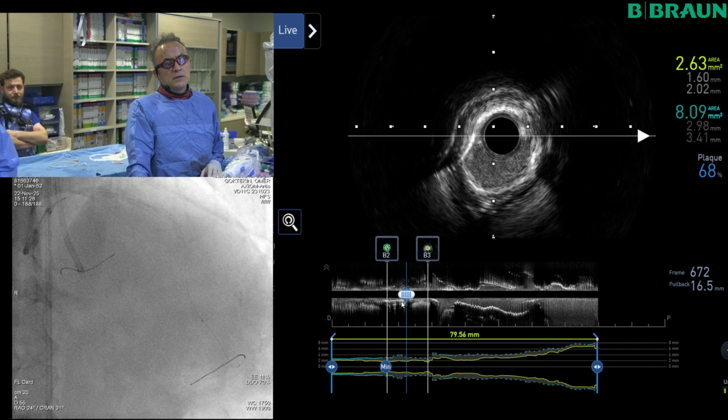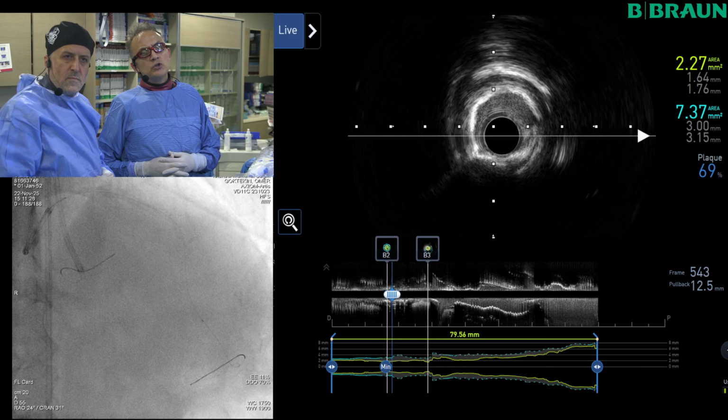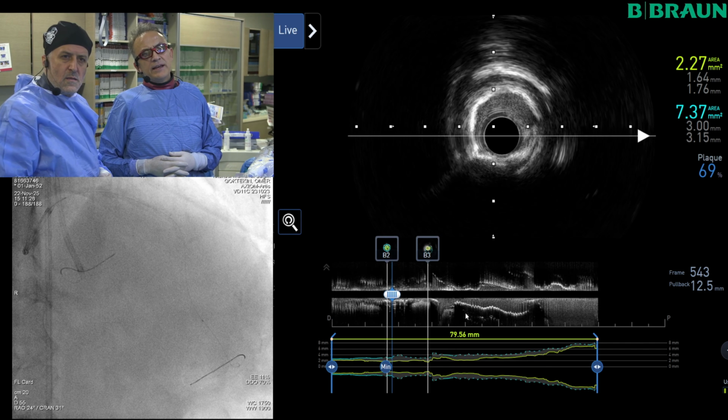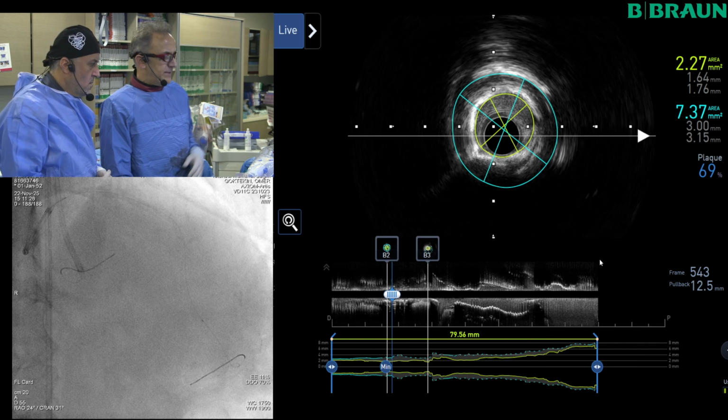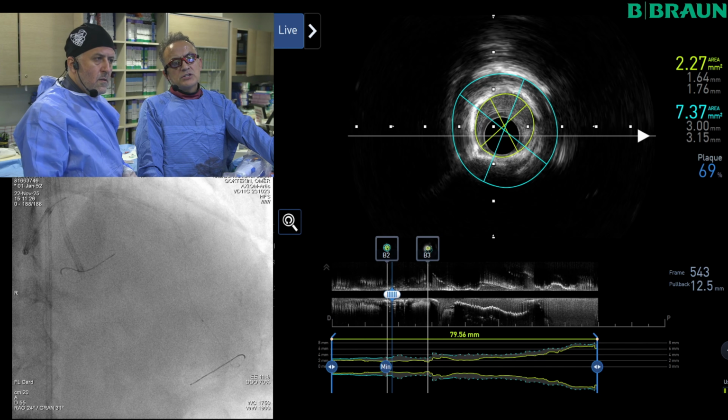What do you think? The distal part is diseased. Look, the lumen area is like 2.0. Imagine that this is a stent and under-expanded, something like that here. Circular calcification, and the lumen is 2.3.